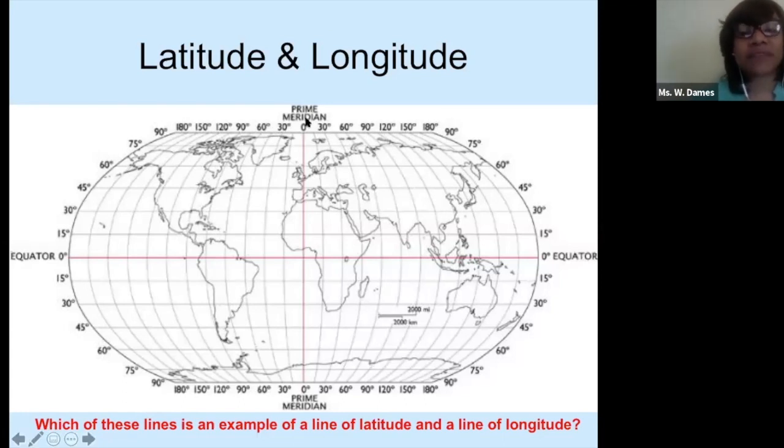And then, of course, we have our prime meridian, which is a line of longitude. Remember, you also have the international date line, guys, that separates 2 calendar days at 180 degrees. So good job, everyone.